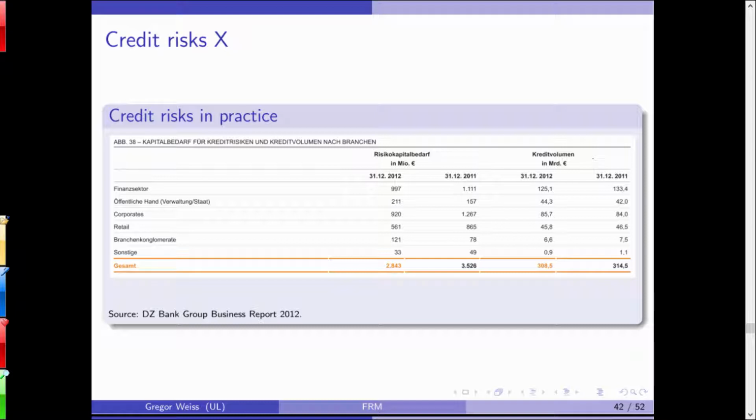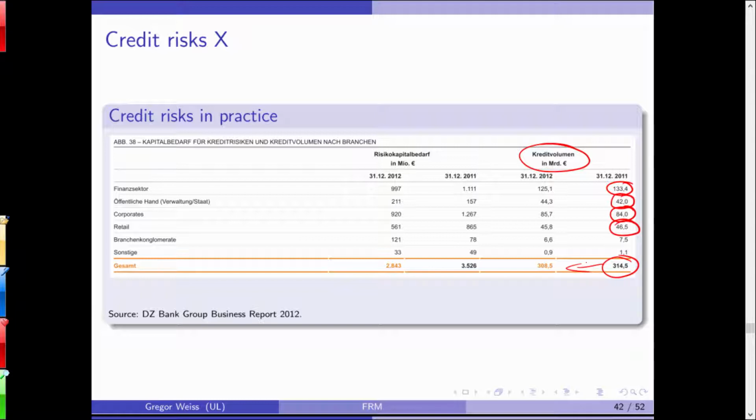On the next couple of slides, you can see some extracts from the annual reports of large German banks. This is the DZ Bank Group, the head institute of all cooperative banks in Germany. You can see that they have a credit volume of 314 billion euros in 2011. They decreased this a little bit in 2012. They have given out loans mostly to the financial sector, the public sector, corporates, retail customers, and other banks.